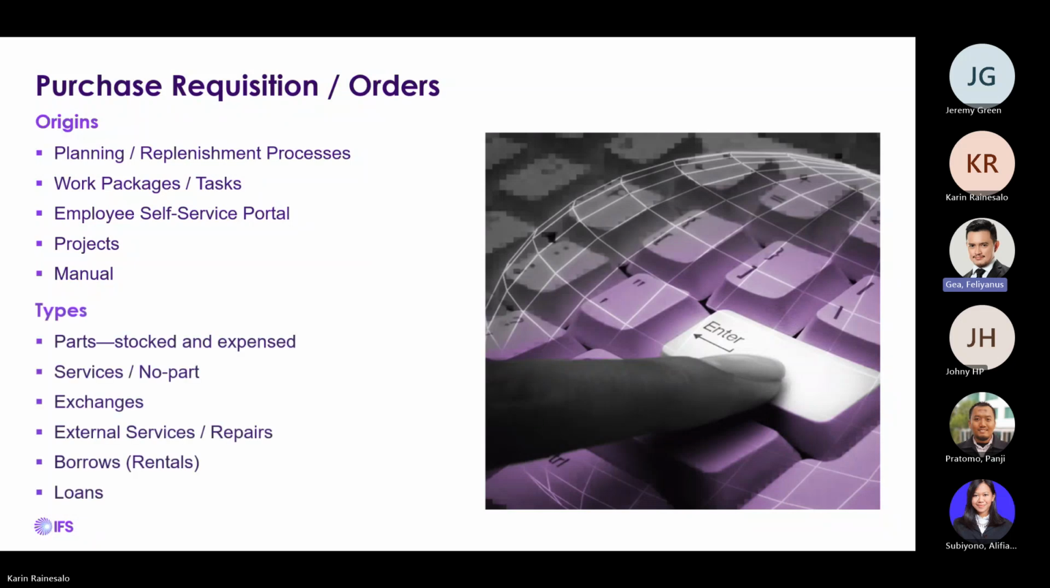The types of supply orders that we can generate are, say, for parts that could be stock and used in our activities. We could also be purchasing repairs associated with it. We could be doing exchanges. We could also be doing loans from our vendors.